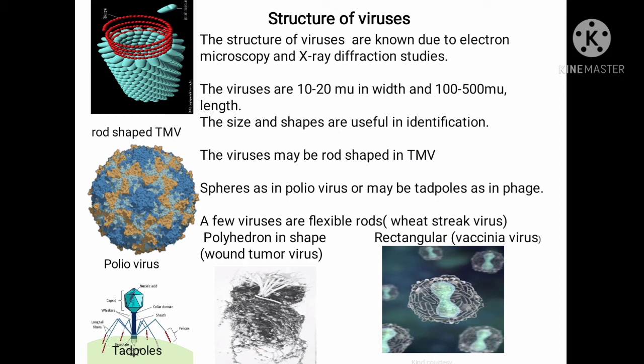While we observe the viruses, they may be rod shaped, particularly in the tobacco mosaic virus. Some viruses are sphere shaped, particularly in polioviruses, or they may be tadpole shaped, as in T phages. A few viruses are flexible rods, such as the wheat streak virus. Some are polyhedron in shape, particularly the wound tumor virus, or rectangular, particularly the vaccinia virus.